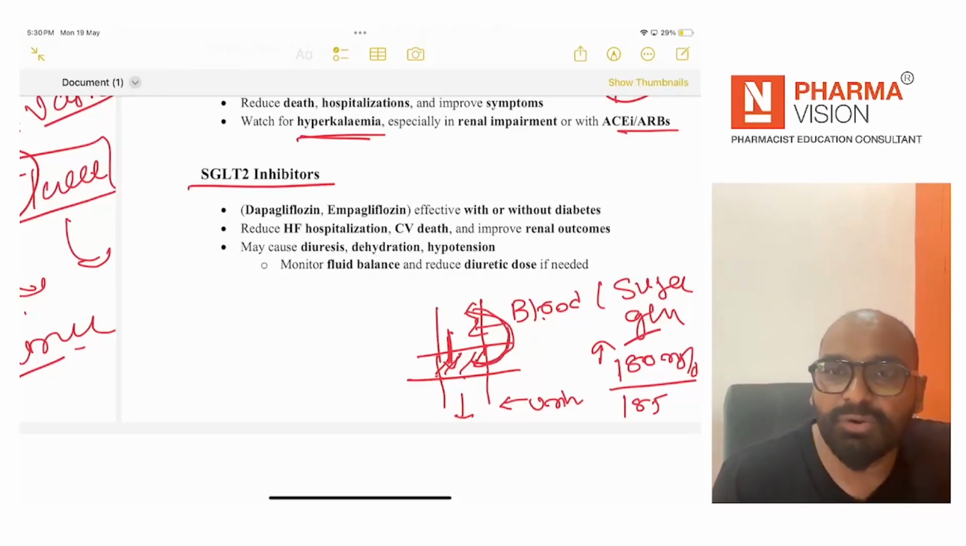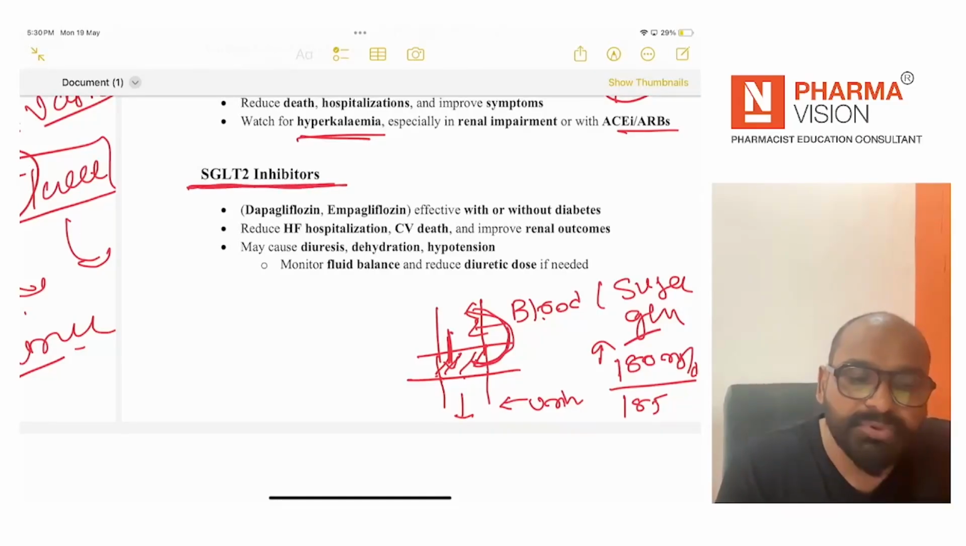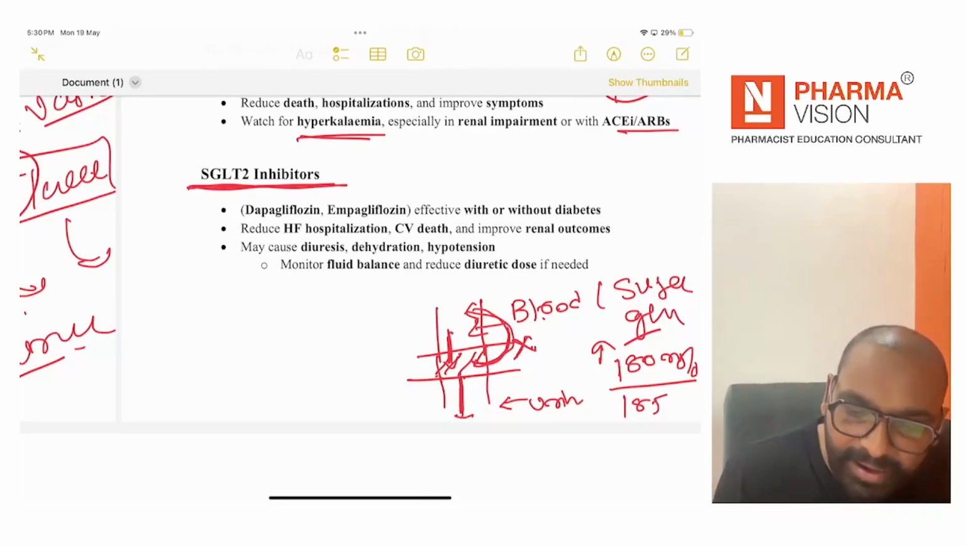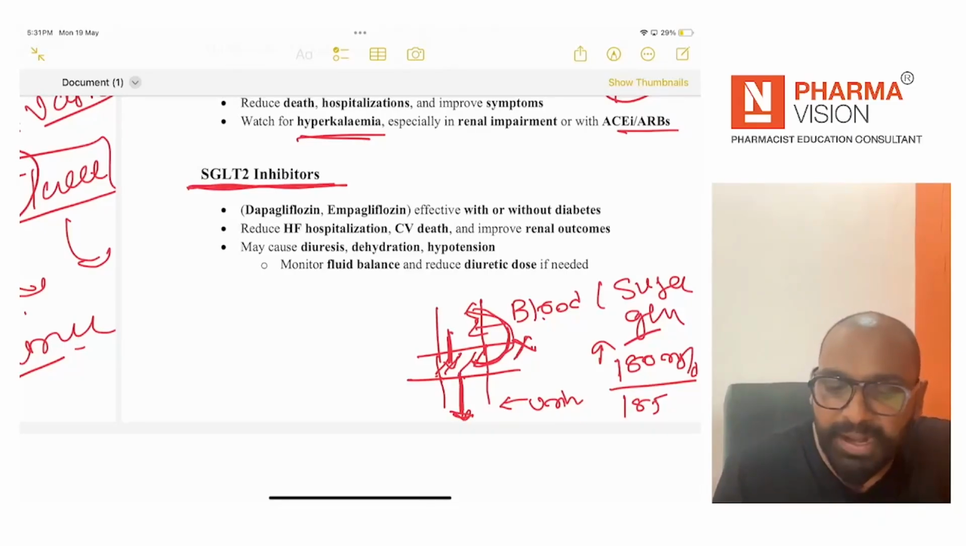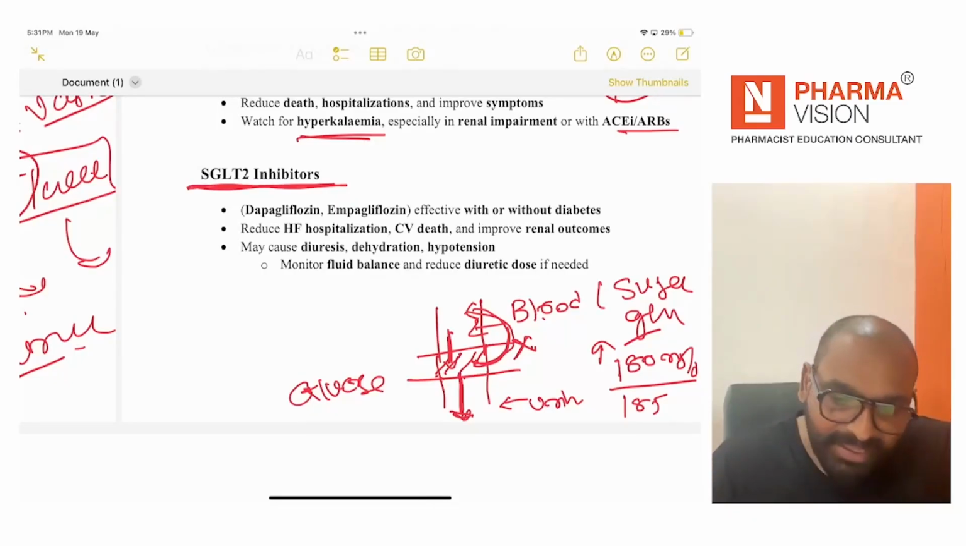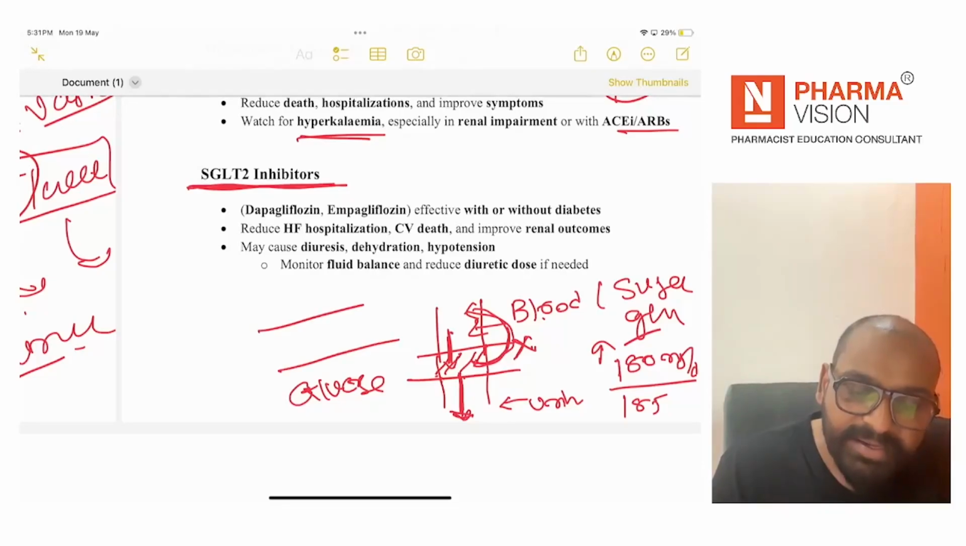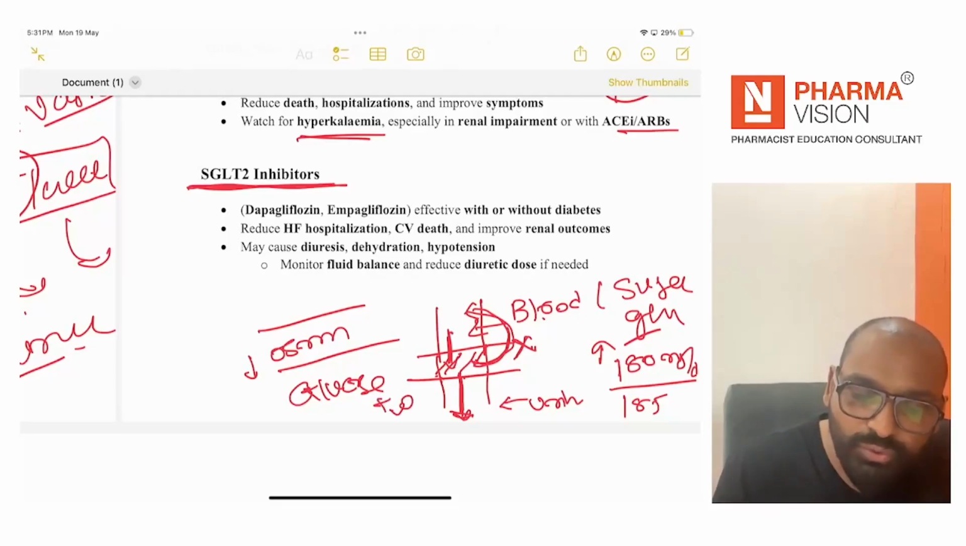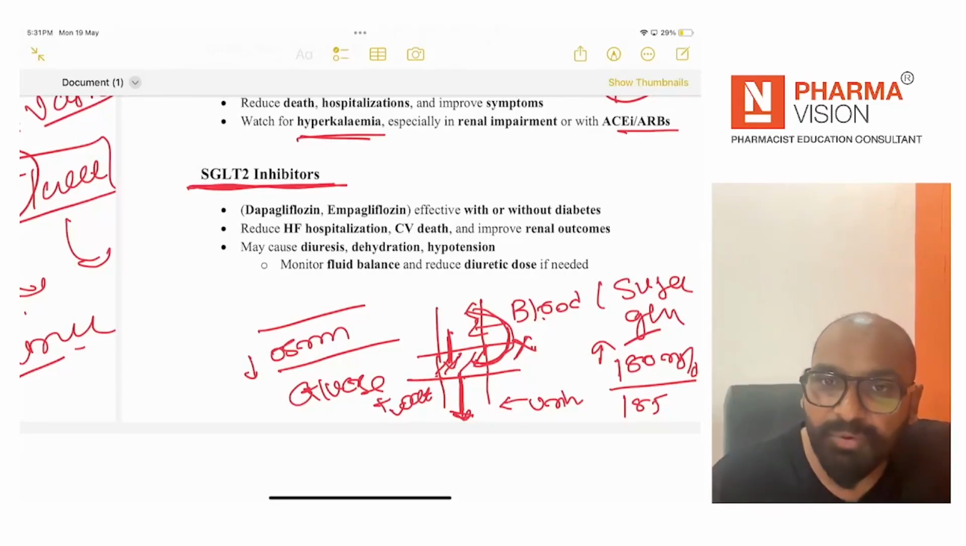The rest of the glucose is going to be reabsorbed. But when we give this kind of substance, they inhibit this pump, and they expel the glucose from your body. So when the glucose is coming out of the body, what happens? That is again an osmosis change, and along with the glucose, more water is expelled from the body.